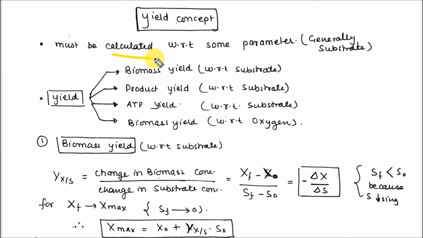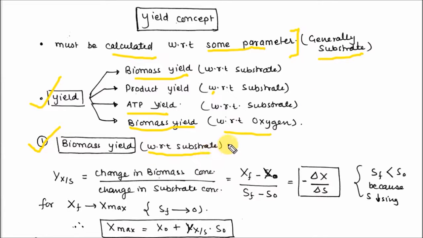Yield must be calculated with respect to some parameter. You have to define a standard or a parameter with respect to which you want to calculate the yield. Generally, substrate is taken as a parameter. Yield can be defined as biomass yield with respect to substrate, product yield with respect to substrate, ATP yield with respect to substrate, or biomass yield with respect to oxygen.